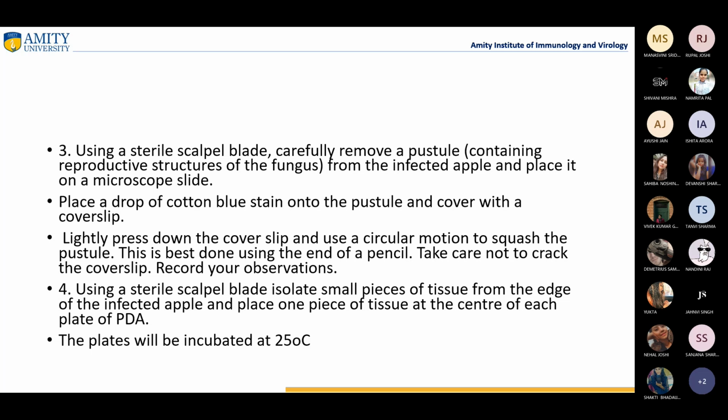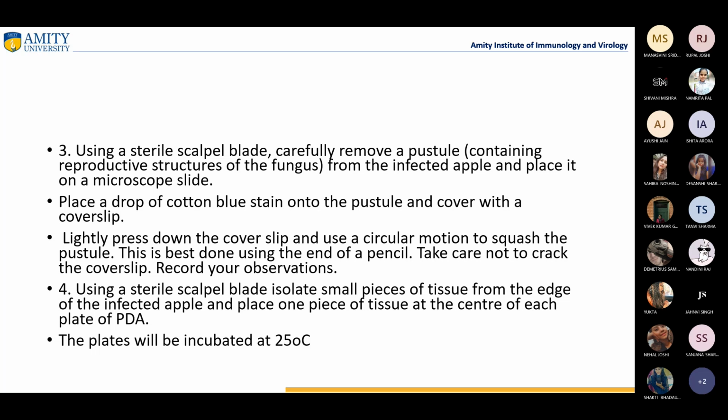Then we are going to observe what we see under the microscope. Then using a sterile blade, we'll isolate a small piece of tissue from the infected apple and place one piece at the center of the plate. Similarly, for bacterial isolation, what we usually do is streak, right? We make a solution of the infected sample, and then we streak or we pour.